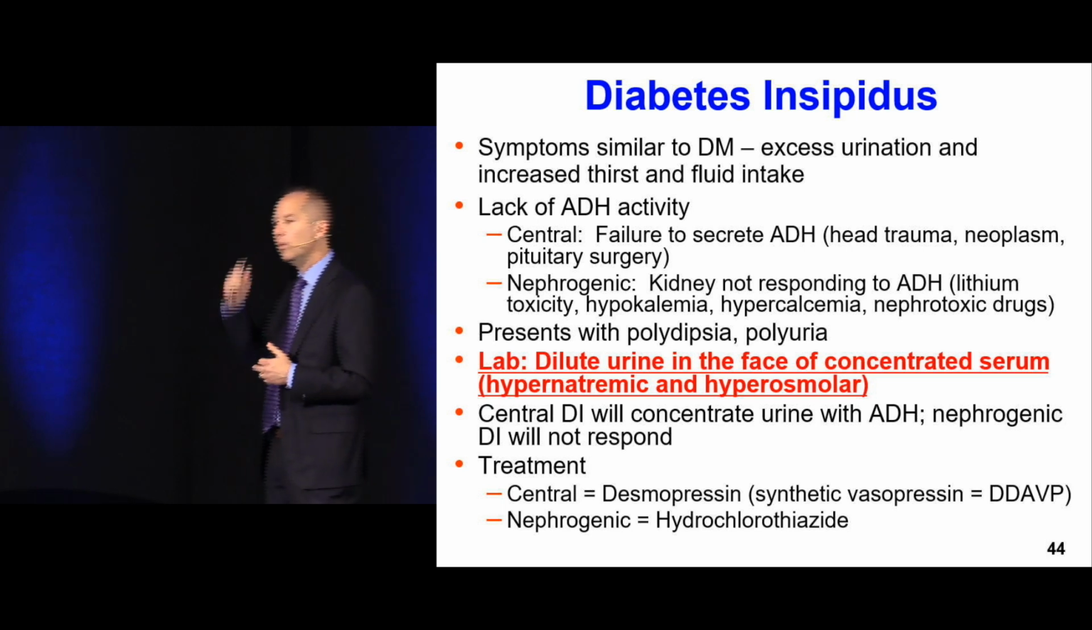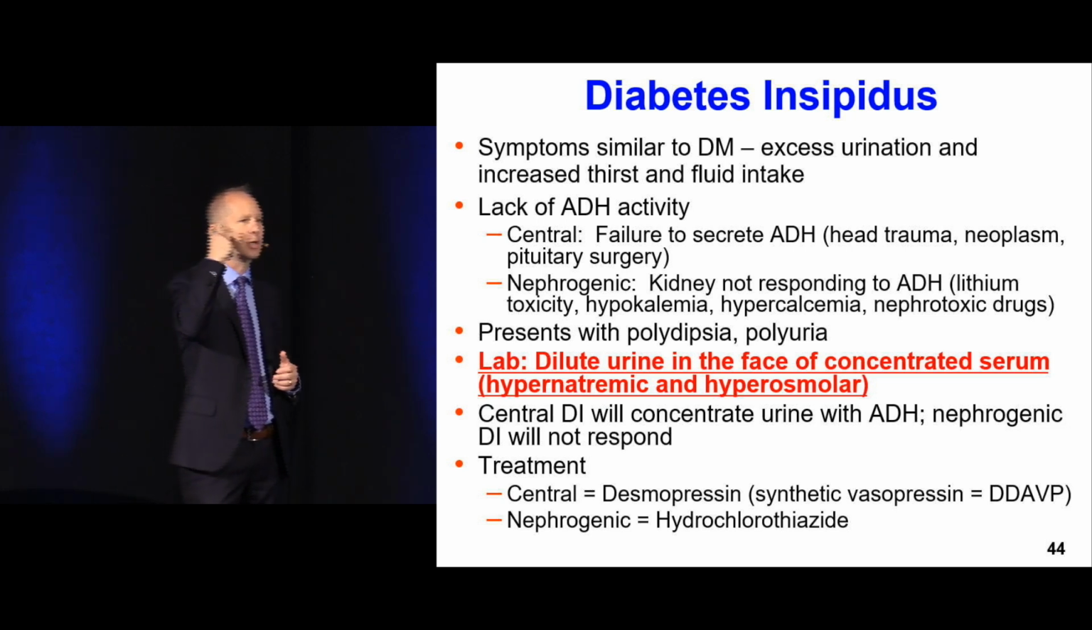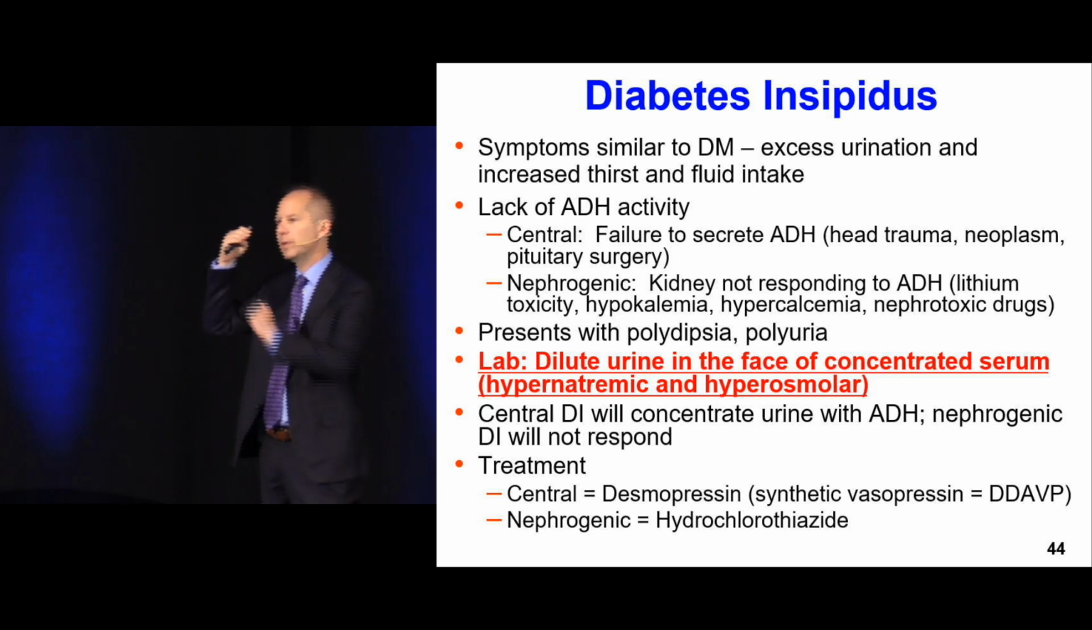And that can happen in generally one of two ways. One is that you don't make the antidiuretic hormone. Something has messed up your posterior pituitary. You've had a stroke, you've had a bleed, you've had trauma, something that has messed up your posterior pituitary.